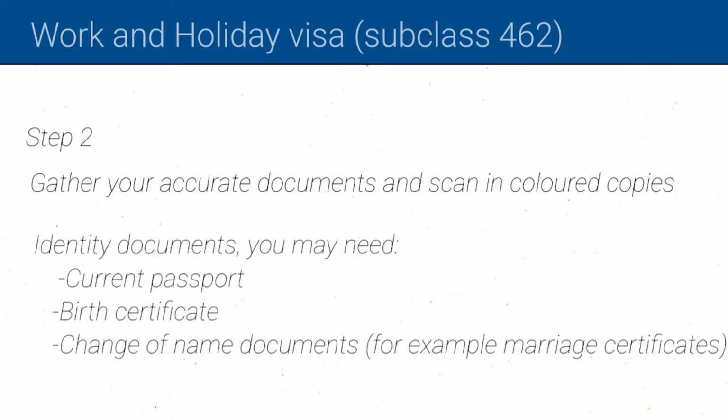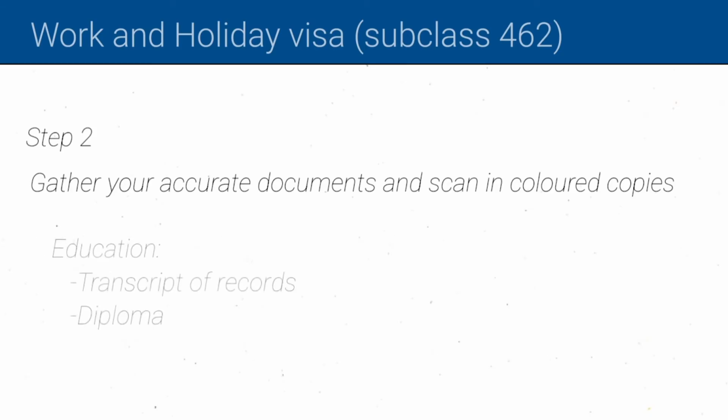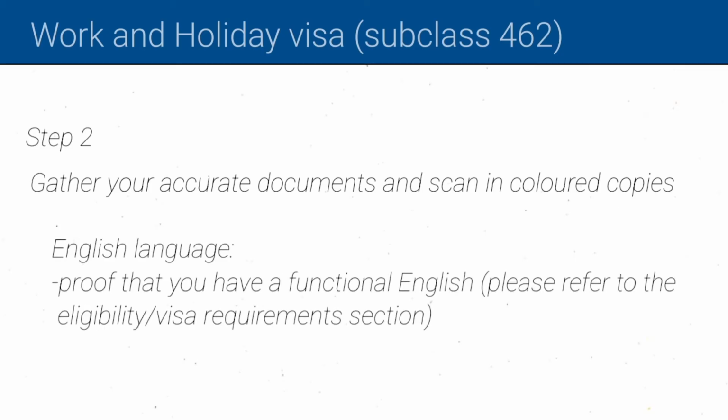Step number 2. Gather your accurate documents and scan in colored copies. For your identity documents, you may need a current passport, birth certificate, and change of name documents if you have changed your name. If not, just disregard this. For your education, you may need a transcript of records or diploma. For your English language, you may need proof that you have at least functional English. Please refer to the eligibility visa requirements section.